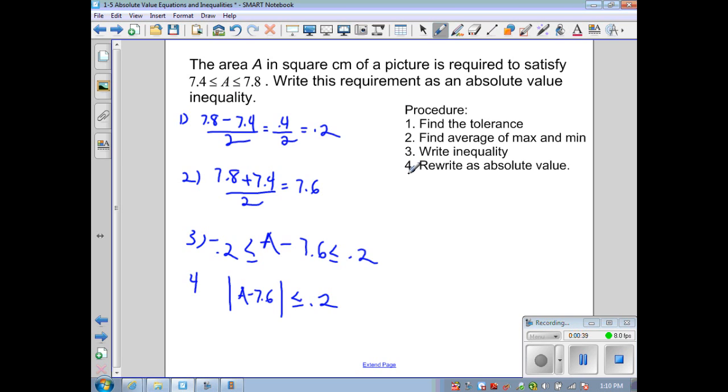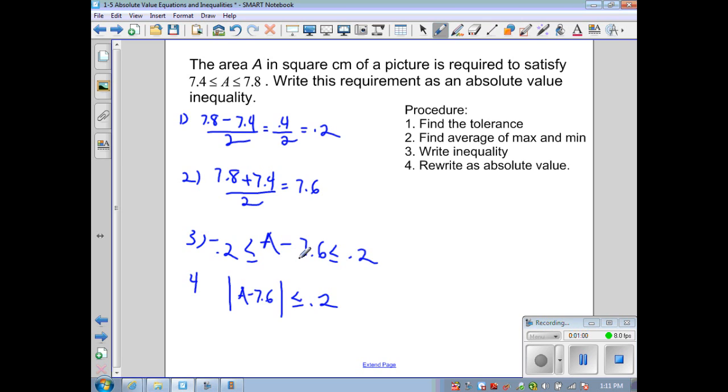This is the procedure you can follow. Find the tolerance. The previous slide showed us that is the difference between our max and min, and then divide by 2, which gives us 0.4 divided by 2, which is 0.2. Find the average of the max and min. Well, to find the average of the max and min, we add them together and divide by 2, which is 7.6. Write it as an inequality.